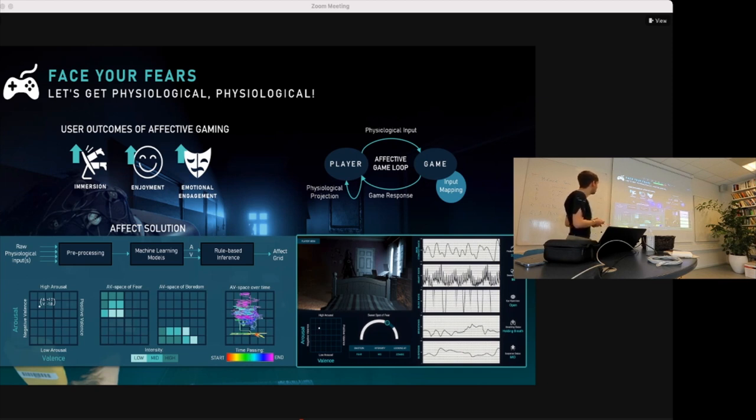And as I spoke about briefly, this is the model that we are aiming for at the end. We're using machine learning models and then some rule-based or theory-based inferences to arrive at where players are on this affect grid. This is from a previous study from our team, which showed that fear is, not surprisingly, in this part of the grid, and these are the intensities. This is what we aim to do over time.